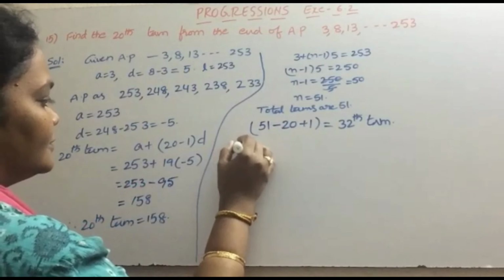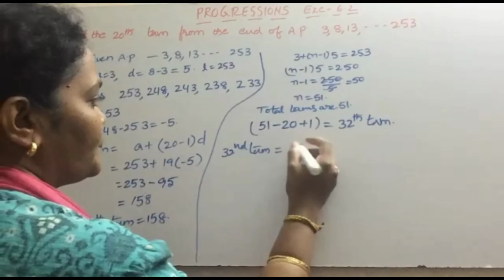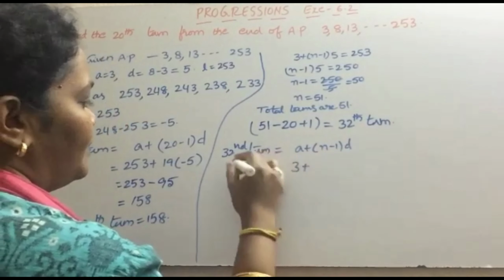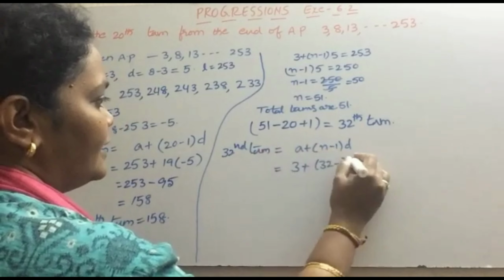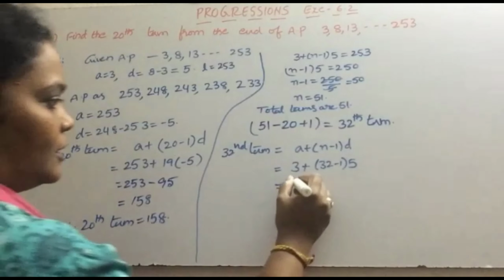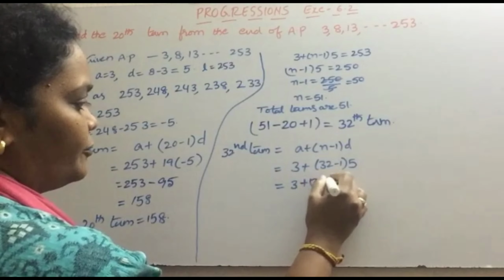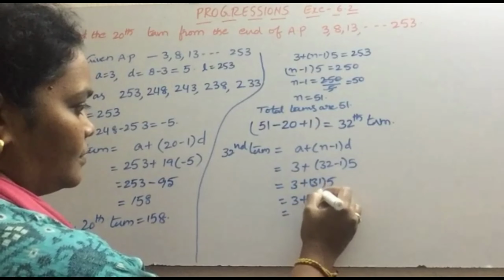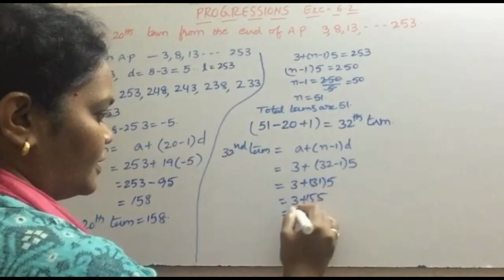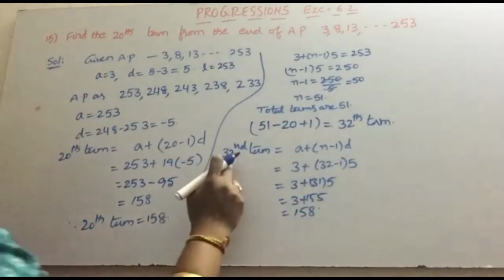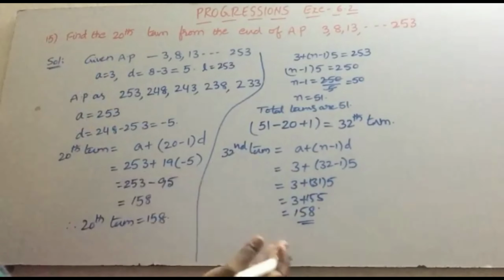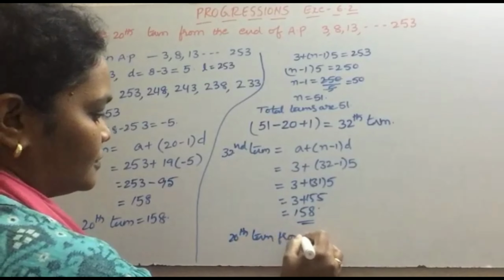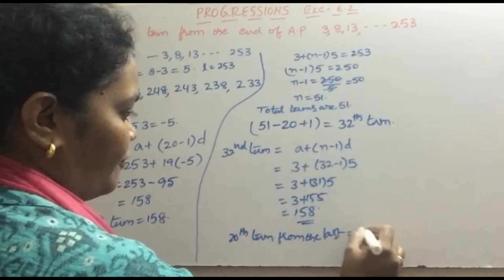So the 32nd term is equal to a plus (n minus 1) into d. a is 3 plus n is 32 minus 1, d is 5. So that is equal to 3 plus 31 into 5, that is equal to 3 plus 155, that is 158. So the 32nd term is 158 from the first, and the 20th term from the last is equal to 158.